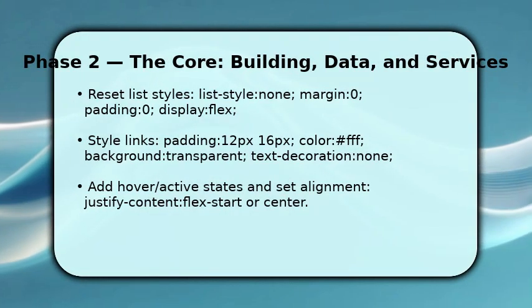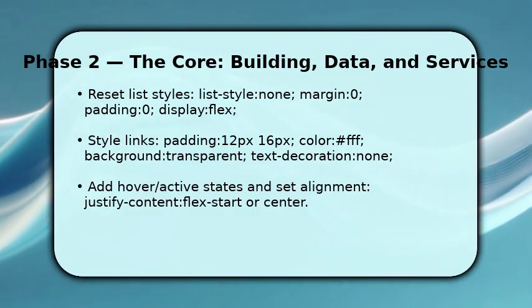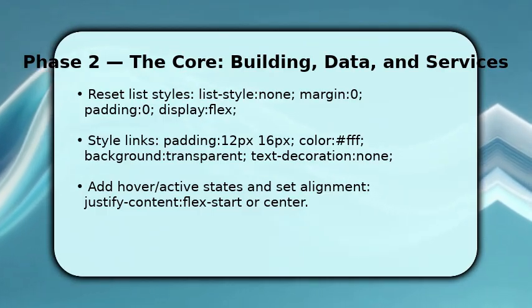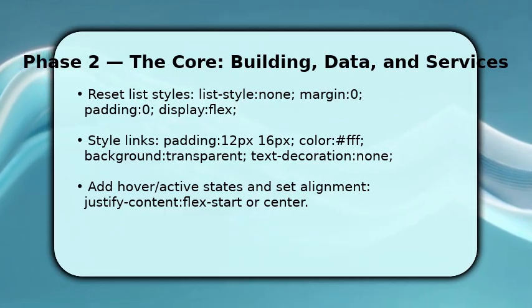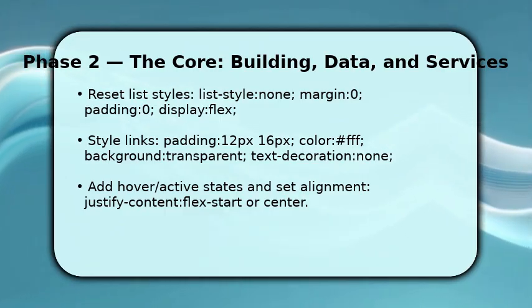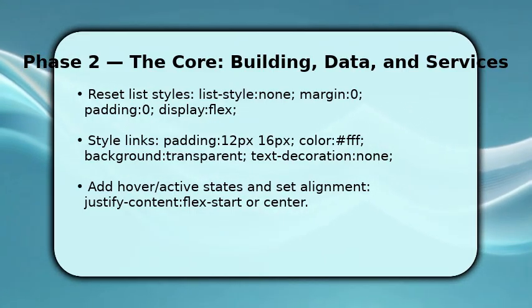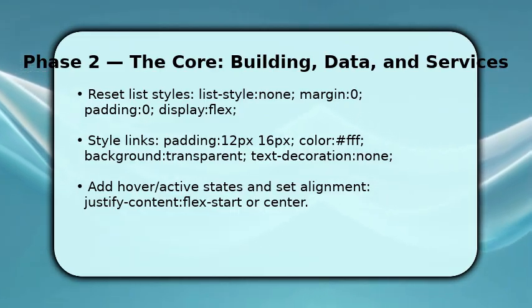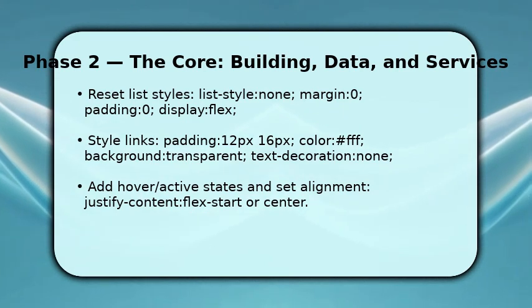You now turn the stack into a bar by resetting list styles and applying display: flex to the UL. This aligns items horizontally and gives you control over spacing. Once that's set, style the a tags with padding, color, and remove text decoration so they read like buttons. Use background color or semi-transparent overlay for visual weight. Make sure to add hover and focus states for interactivity, and use justify-content to place items left, center, or spaced. This is why Flex is preferred for responsive bars.